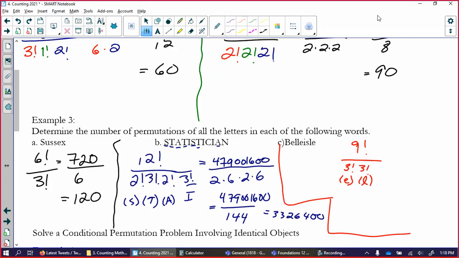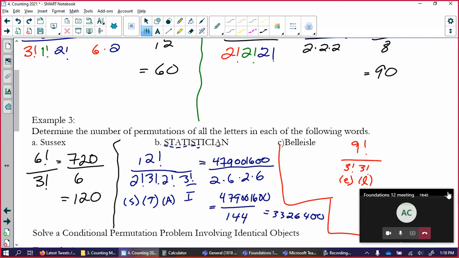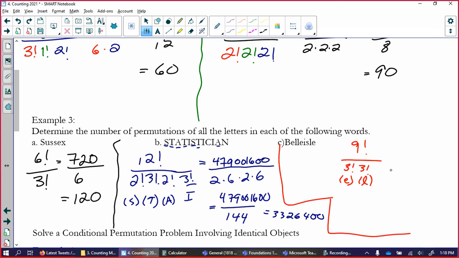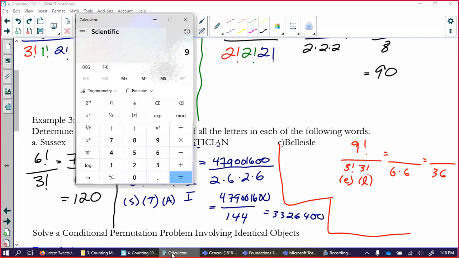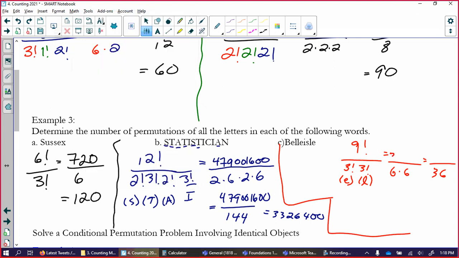Wow, 19 minutes. Where is the time going? 3 factorial is 6 times 6. Whatever this 9 factorial is, over 36. 9 factorial, 362,880.